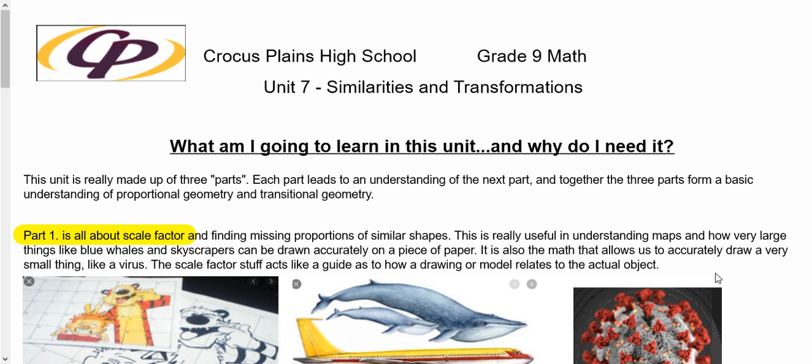This is unit 7, similarities and transformations. Of course, the first thing that I always want to do is help a kid understand what's going to be in this unit and why they need it. So this unit is really made up of 3 parts. Each part leads to an understanding of the next part. Together, the 3 parts form a basic understanding of proportional geometry and transitional geometry. Those are 2 really important concepts.